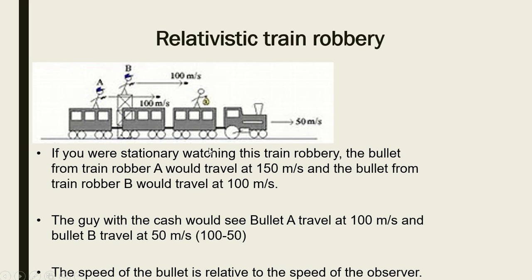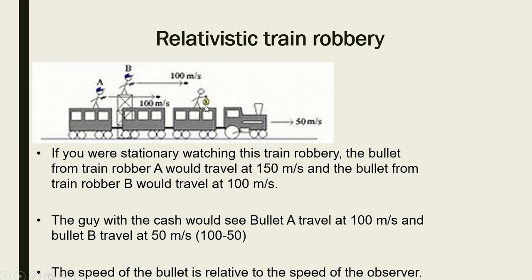Now, if you were stationary watching this train robbery, on the ground watching this train whiz past, then the bullet from robber A, if you used a speed gun which shot out a laser and came back, and you measured the speed of this bullet relative to someone on the ground that's stationary, this bullet will be traveling at 50 meters per second plus the 100 meters per second that it's shot at. So you would actually measure the speed to be 150 meters per second. However, because this bullet is shot from this robber when he was stationary, you're only going to observe this bullet at 100 meters per second.